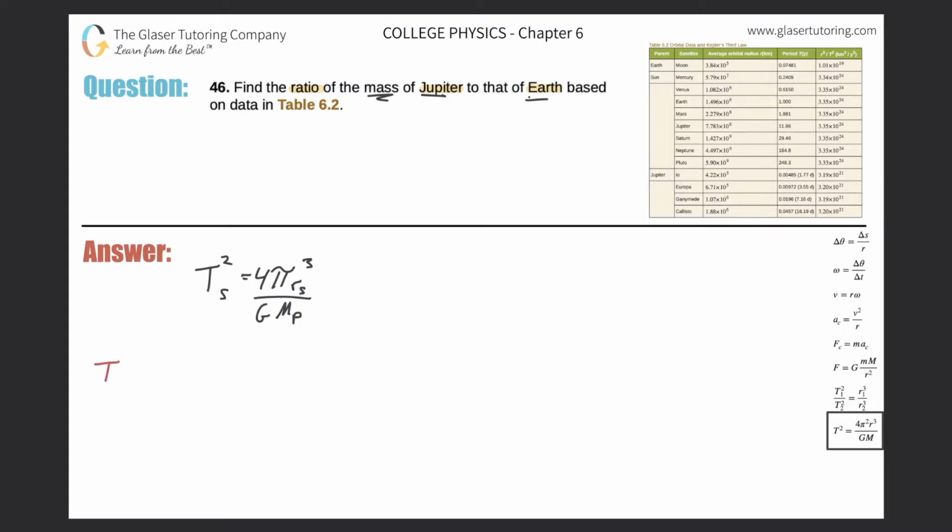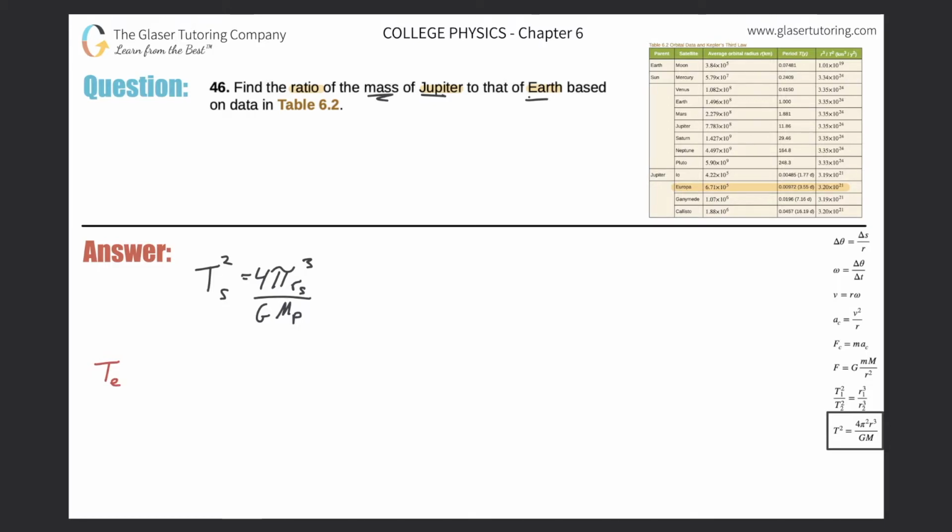So first, let me highlight it over here. Let's go to Jupiter. Let's use Europa's data. It really doesn't matter which one you use. You can choose any of the four. I just like the word Europa. So here we have the period of Europa, I'll put it as little e.